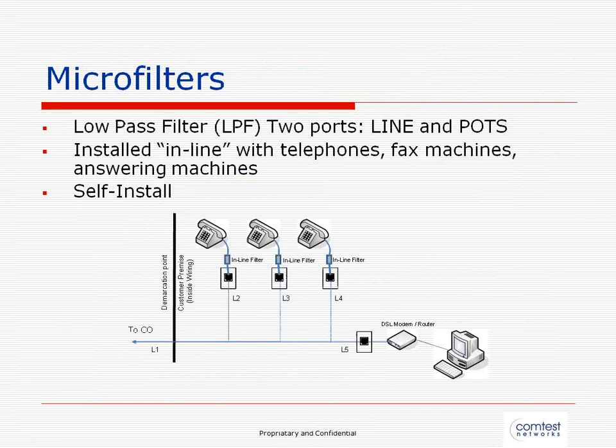Let's start with microfilters. A microfilter is a low-pass filter that isolates the low-frequency signals on the line from the high-frequency signals. They are typically second-order filters. The order of a filter determines the amount of attenuation after this 3 dB point. Microfilters have 2 ports, line and POTS. They are installed in line with telephones, fax machines, answering machines, etc. Microfilters must not be installed on the DSL port. Microfilters are a popular choice because they are easily installed by the customer and do not require an installer.